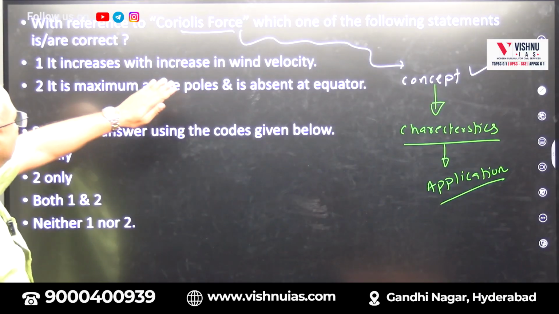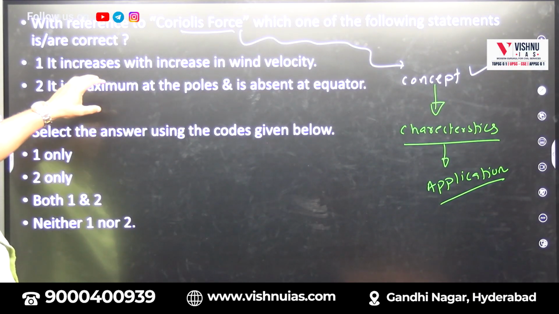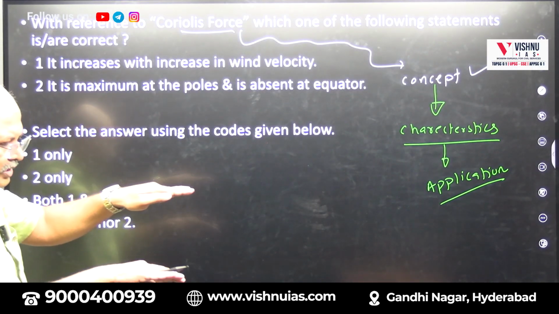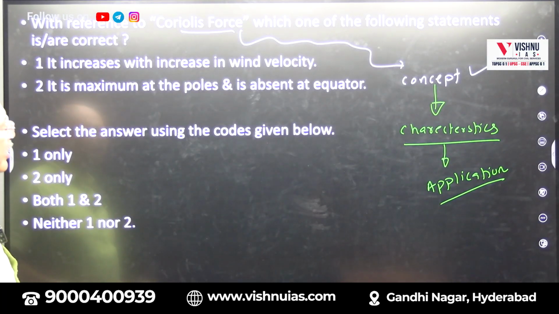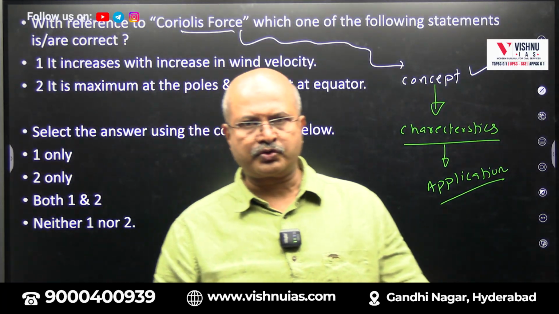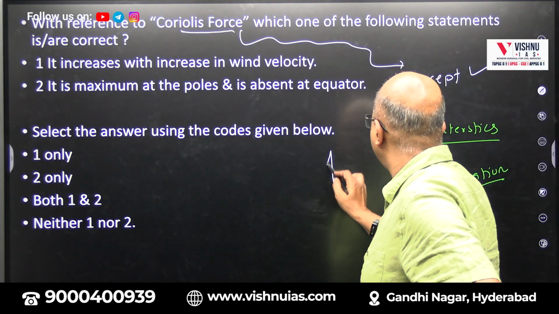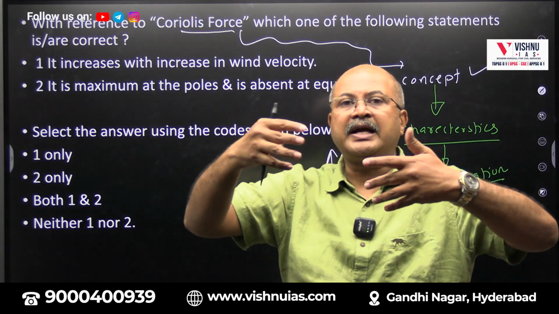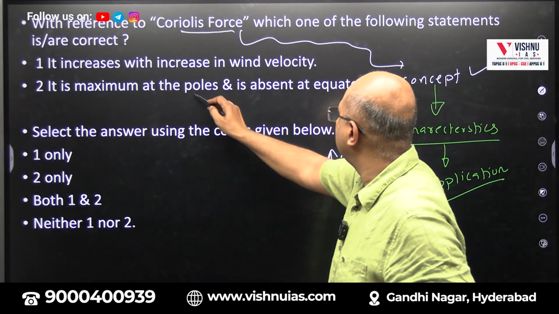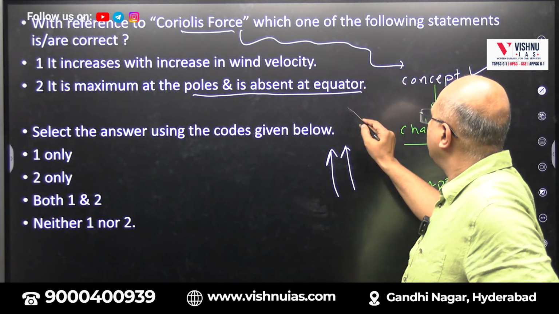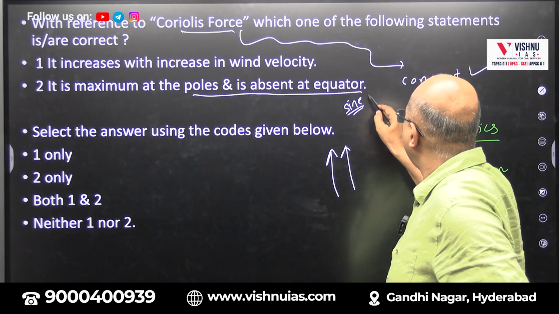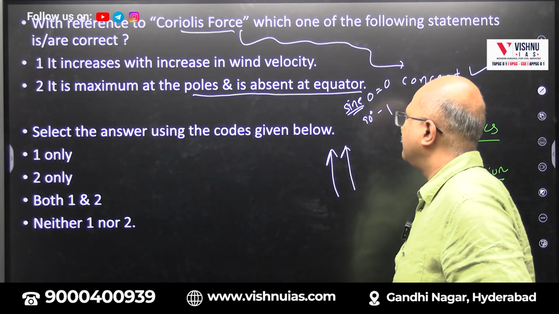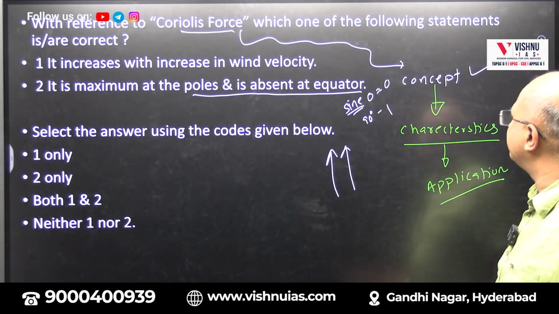It increases with the increase in the wind velocity. Now it talks about the magnitude of the force. If the velocity is more, the deflection will be maximum. So Coriolis force is nothing but a deflective force, a pseudo force. If the velocity is more, then the deflection will also be more. Higher the velocity, higher will be the deflection, the magnitude part, right? It is maximum at the poles and absent at the equator. So it is simple, the sine value. Sine 0 is 0 at the equator and sine 90 is 1 at the pole. So hence it is maximum at the poles and absent at 0.